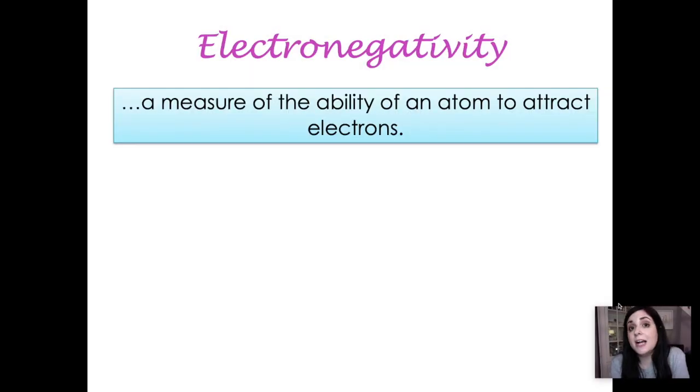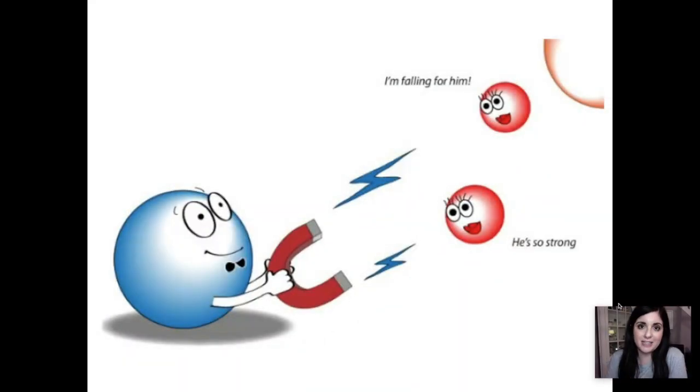Which brings us to the last trend, electronegativity. It's basically the opposite of ionization energy. Electronegativity is a measure of the ability of an atom to attract electrons. How badly does an atom want electrons, not get rid of them? How much does it want an electron? This is kind of a silly image, but here I have some atom that's attracting electrons. It's pulling electrons towards itself, not getting rid of them like ionization energy.